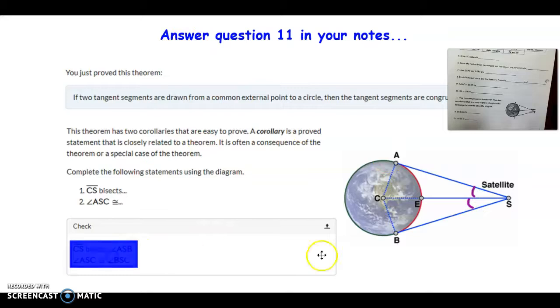And so that's question 11 in your notes. Segment CS is bisecting angle ASB. And that is this large angle here with vertex S. And so these are my congruent parts. I know angle ASC is congruent to angle BSC. And again, those are corresponding parts of the congruent triangles. So again, that's a result of those triangles being congruent.